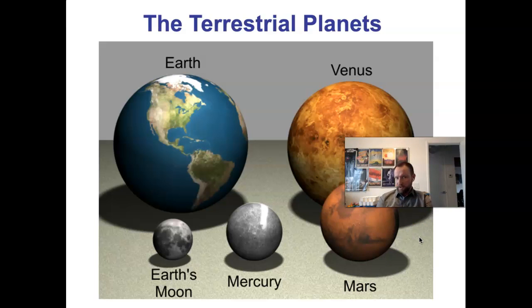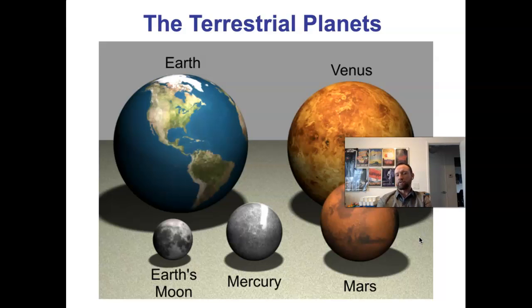Each of the terrestrial planets is unique in certain ways, and we'll get into the details of that next week, about what makes each of these planets unique. But for now, let's look at the overview. Let's look at the big picture. What did the terrestrial planets have in common?